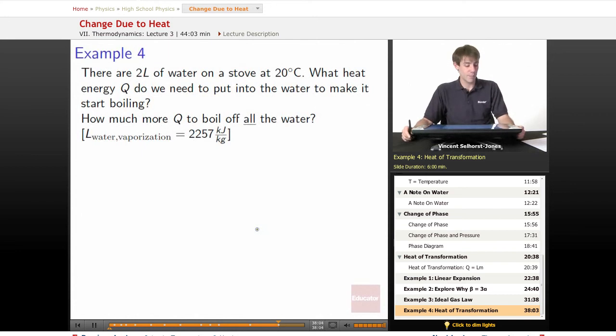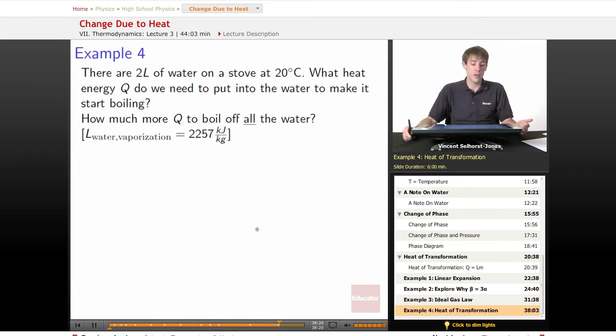We're going to do our final example now. So if we've got 2 liters of water on a stove that's currently at 20 degrees Celsius, how much heat energy Q do we have to put into that water to bring it to boil? How much more heat energy will we have to put in to boil off all the water?